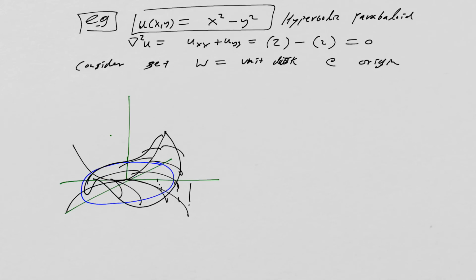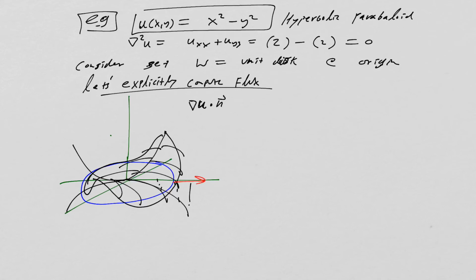All right, so now what I want to do, let's explicitly compute the flux. Okay, so what I need to compute, of course, is I need to find grad u, and then I have to dot it with the normal. The normal, of course, to the disk is just going to be pointing radially outward. And it turns out, of course, that this is a directional derivative.